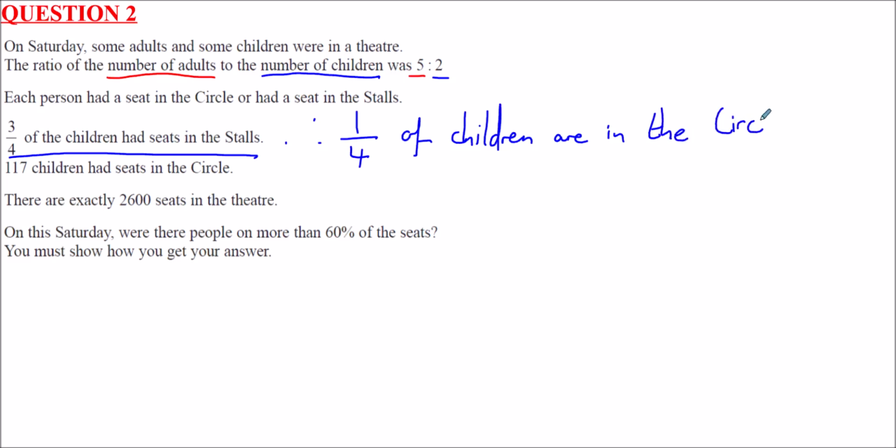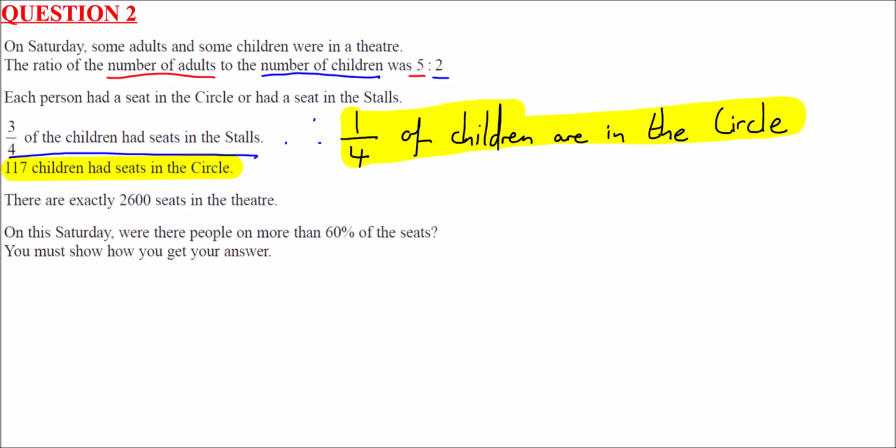But on the next line, it tells us how many children are actually in the circle. So 1/4 of the children are in the circle. If 3/4 are in the stalls, you have a quarter in the circle. And then we're told that there's 117 children that are in the circle.